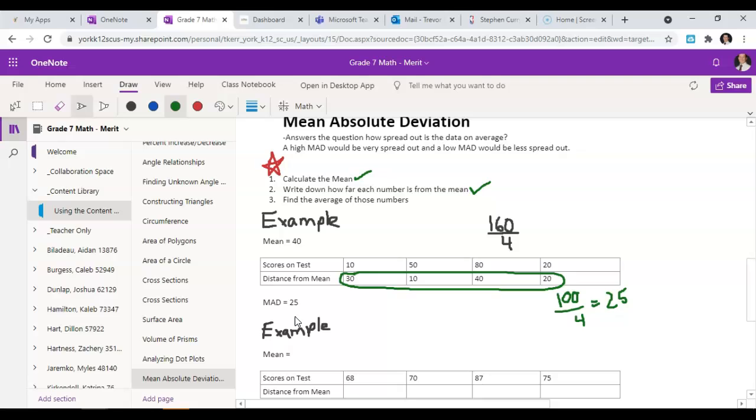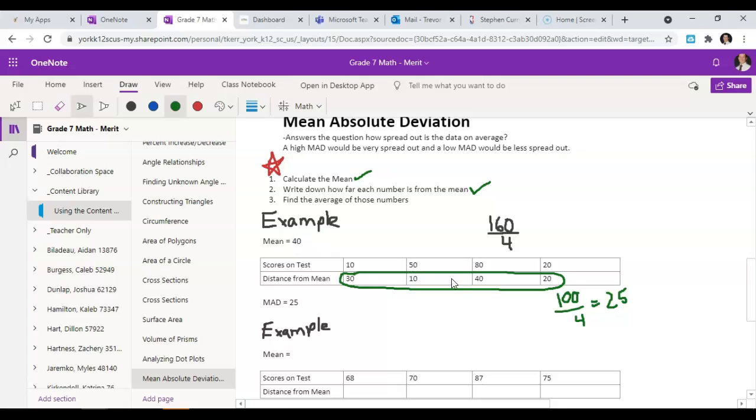Okay. So what that means is, on average, these scores were very spread out. And hopefully you could see that. 10%, 50%, 80%, 20%. They were very spread out. And we kind of knew that at the very beginning. And this is just a number that says that. On average, the scores that they got were 25 points away from the mean.